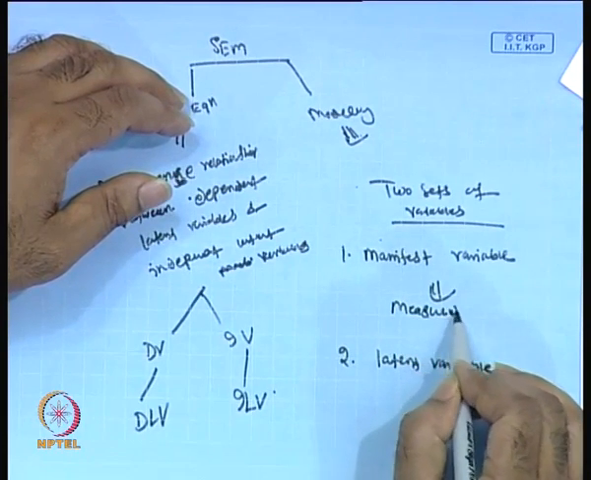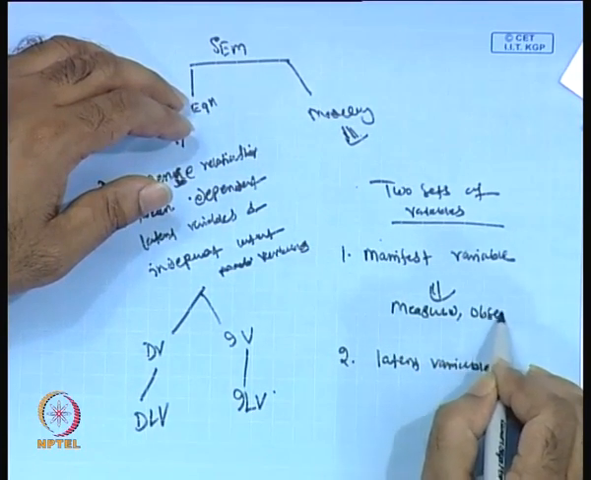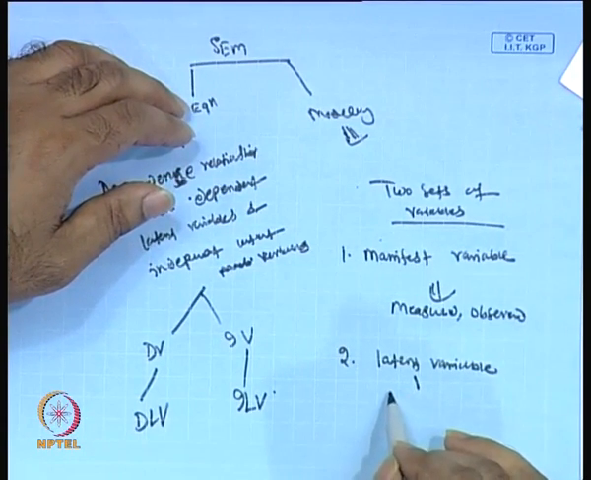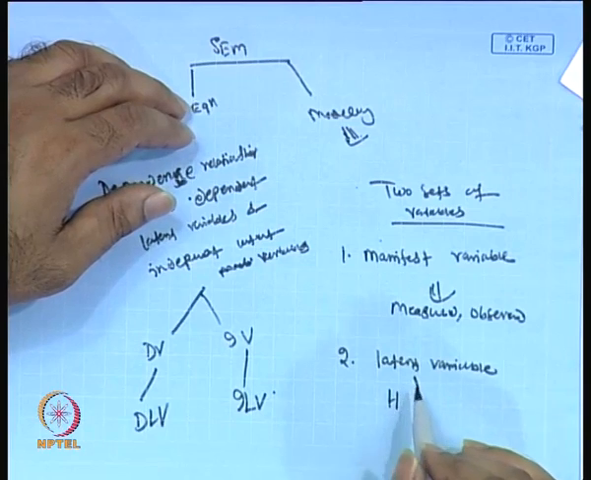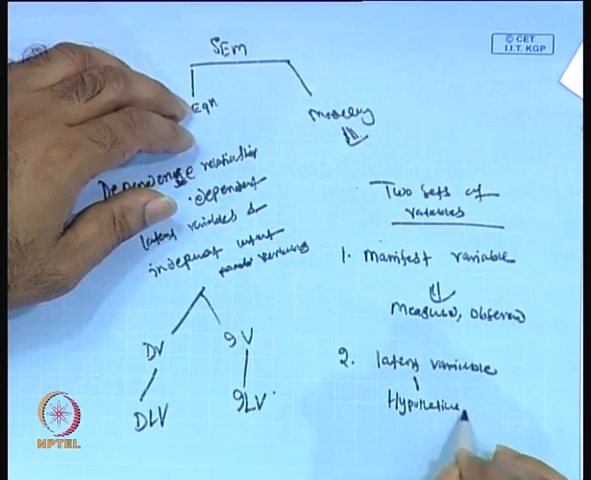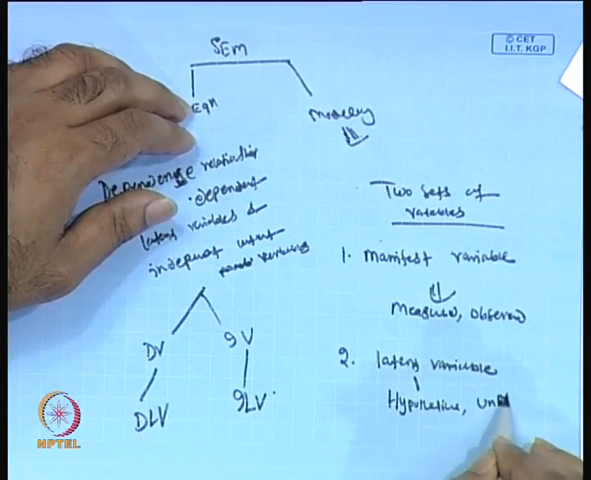It is measured variables, observed, it can be observed. So this latent variable is basically hypothetical and unobserved. Okay, it is hypothetical and unobserved.